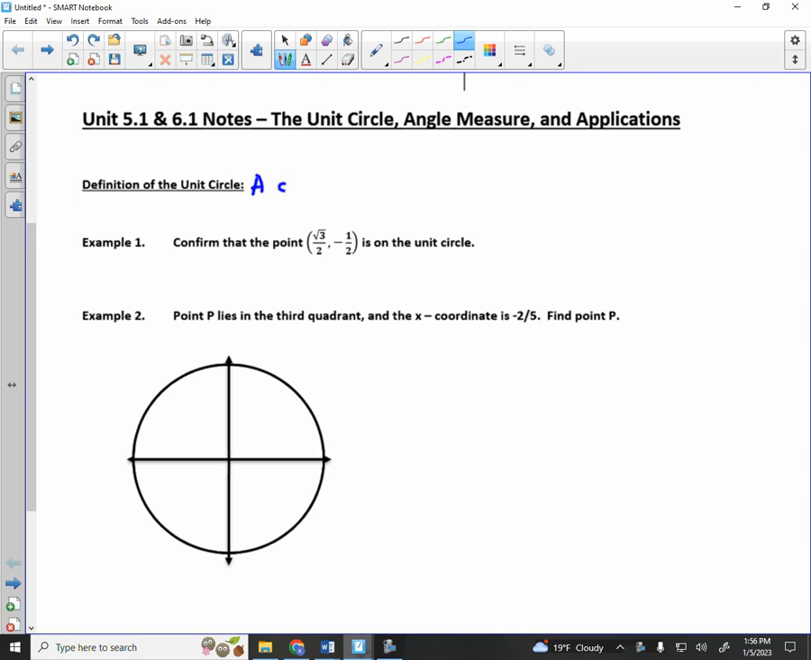A circle with radius of 1, centered at 0, 0. That's it. It's a center with a circle with a radius of 1. That's all there is. Okay?